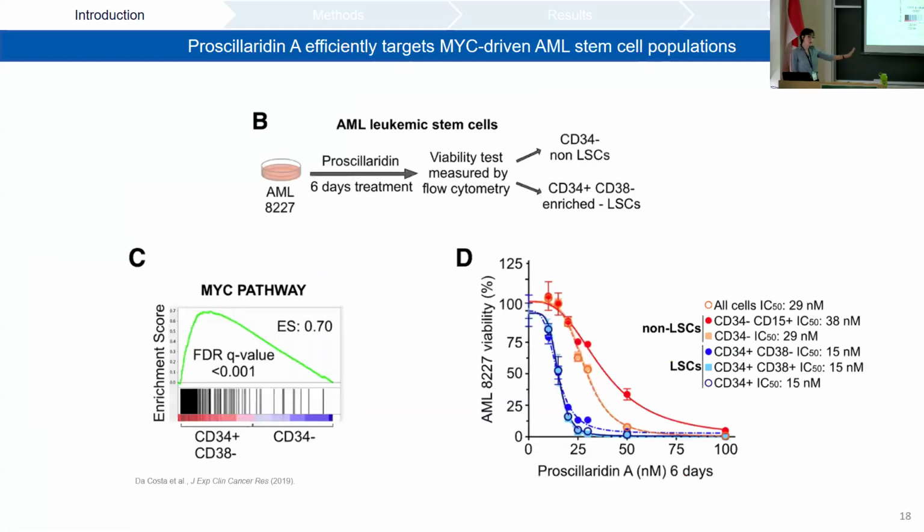So one last thing that's interesting that they did is that they took primary human AML 8227 cells. They added a 6-day treatment of the drug prostaglandin A, and through flow cytometry, we were able to measure the viability of two populations of cells: CD34 negative non-leukemic stem cells and CD34 positive, CD38 negative enriched LSC populations.